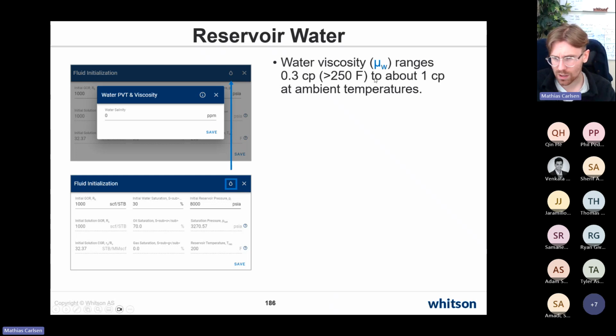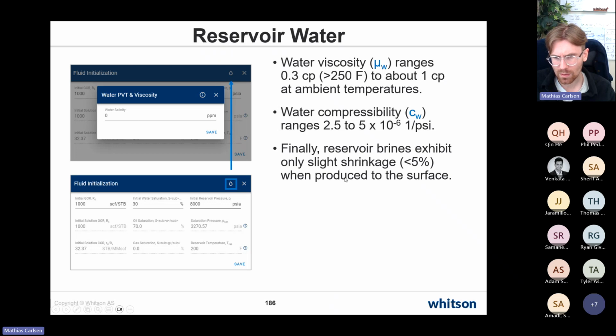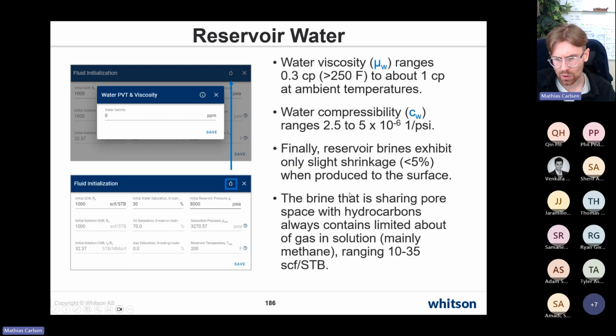But water viscosity typically ranges from 0.3 centipoise up to a centipoise. Compressibility is fairly constant, not very compressible, and there's essentially no shrinkage. In some edge cases, there could be some gas in solution with the water, but most of the time you won't really care about that volume.